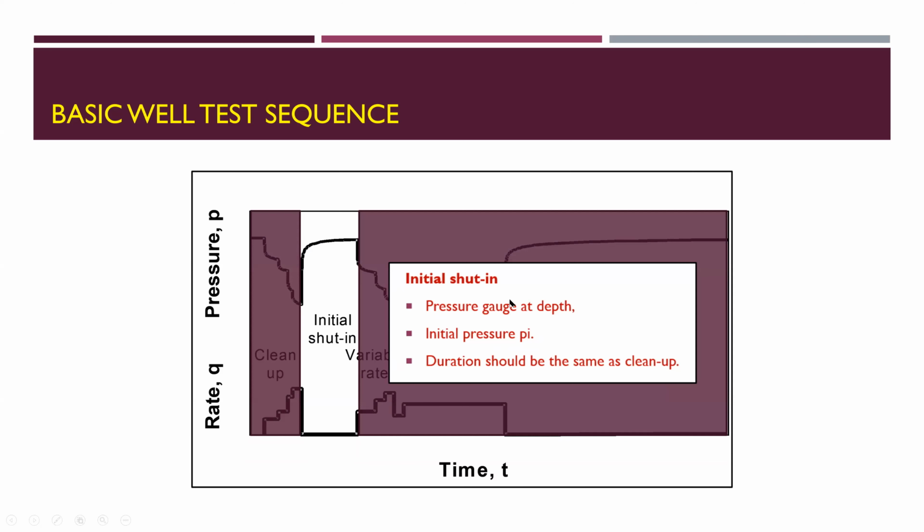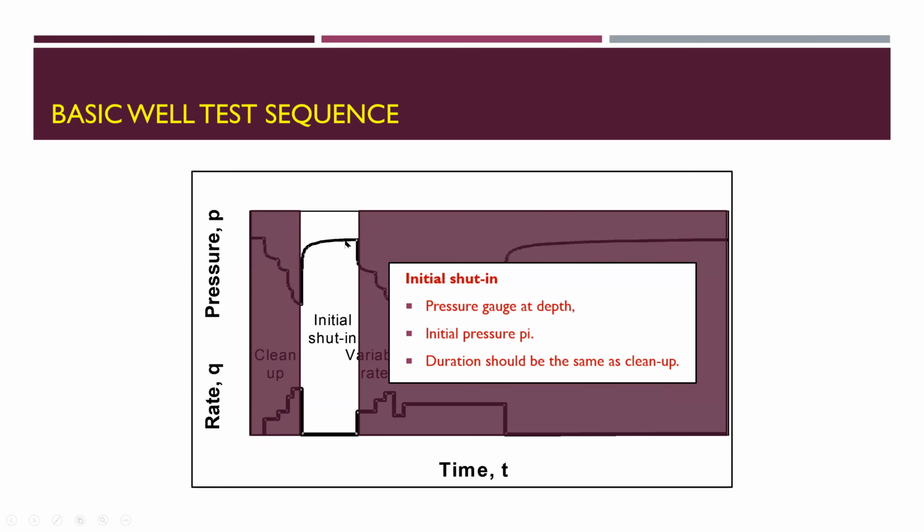The second period is representing what we call the initial shut-in. This initial shut-in, why initial? Because we have the initial and the final, first and second. This will be the main build-up at the end, and this will be the initial build-up immediately following the cleanup.